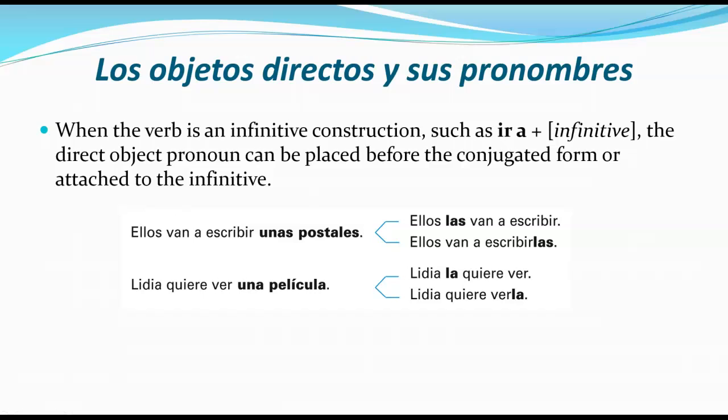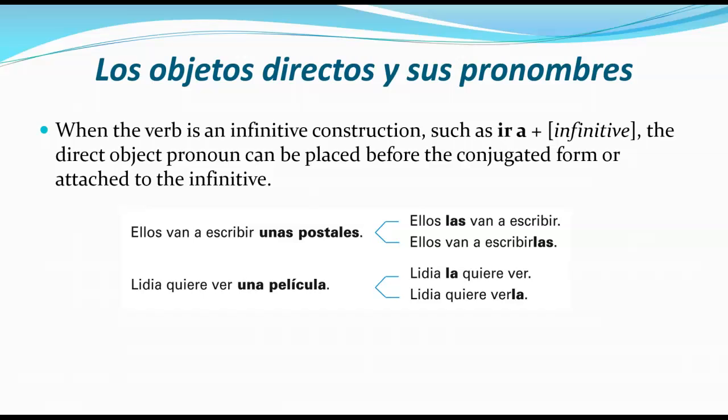When the verb is in an infinitive construction, such as ir plus a plus infinitive, the direct object pronoun can be placed before the conjugated verb or attached to the infinitive. If you only have an infinitive, then it must attach to the infinitive. Okay, so let me give an example of what I mean, and it won't be visual.